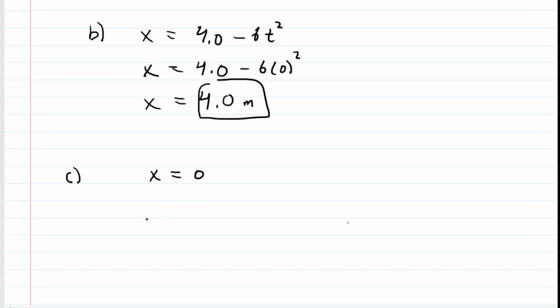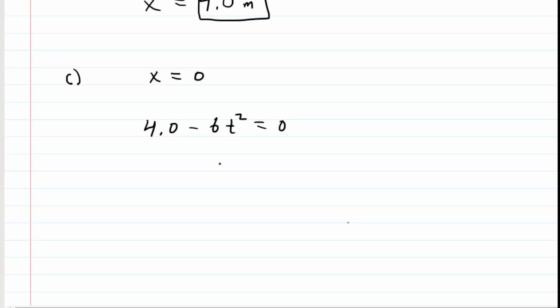So now we're going to take our position function and we're going to set that equal to 0. And to solve this for time, we could subtract 4 from both sides and then divide both sides by negative 6. We'll end up with t squared is equal to a positive 4/6 or 2/3. And then, of course, we need to take the square root.